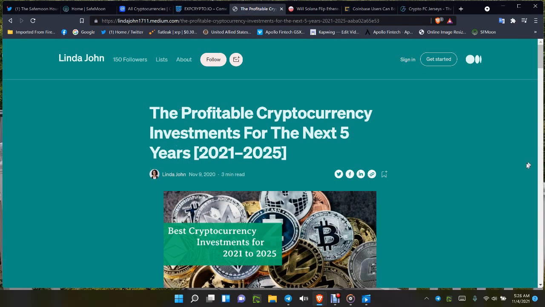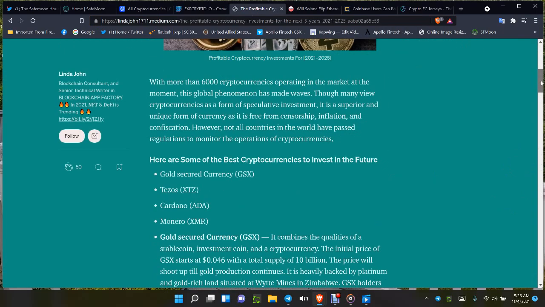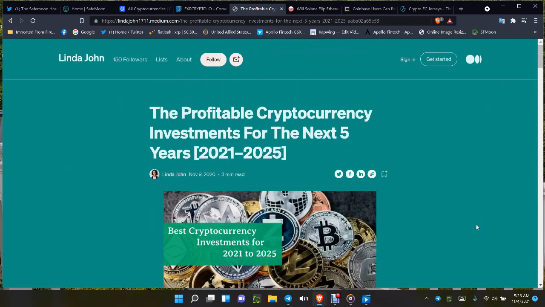You've also got the profitable cryptocurrency investments for the next 5 years. Look at that. You've got Gold Secured Currency GSX, Tezos, Cardano, Monero. And why is GSX good? Because I've been covering that for a long time. It's gold backed, out of a mine in Zimbabwe, with the assets, and you are part owner of the mine when you do the investment. Once Steve comes out with the redemption plan to guarantee the asset value, it is going to be perfectly set up for you to make quite a bit, because it goes from this current 10% level to 23 cents, to 66 cents, projected to $1 over the next few years.